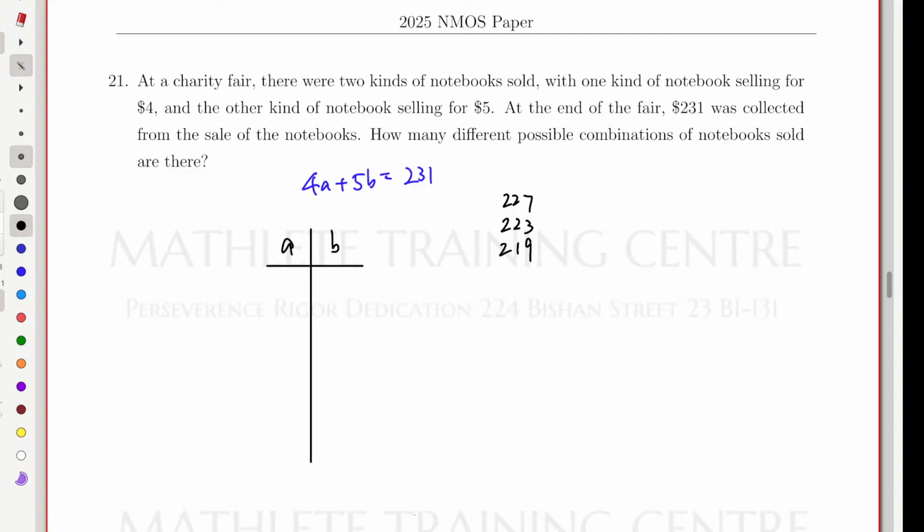No, wait, sorry, this is A equals 3. What am I thinking? This is A equals 3, sorry. A equals 3 will give you 219 for 5B. And finally, A equals 4 will give you 215 for 5B. So the first value that works is A equals 4 and B equals what? B equals 43, right? Because 215 divided by 5 is 43.